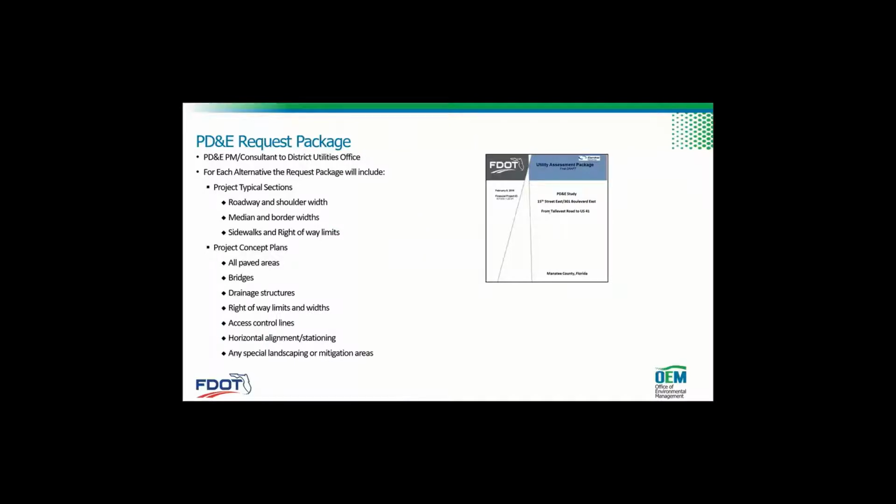Okay, so let's talk about the request package. So the PD&E PM or consultant are going to prepare a PD&E request package to give to the district utility office, and this will help them have something to give to the utility owners, so that we can request the information that we're going to need for PD&E. And so this package will include the typical sections, the roadway and shoulder width, median border widths, sidewalk and right-of-way limits, and project concept plans. And I'll go ahead and not read that.